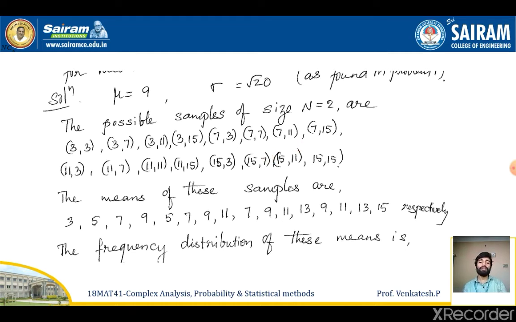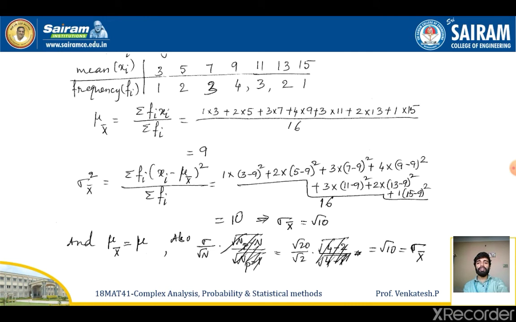Now I want to find the mean for each sample. Adding the values and dividing by 2 gives the mean value. So I got the means 3, 5, 7, 9, 5, 7, 9, 11, 7, 9, 11, 13, 9, 11, 13, 15 respectively. In this problem I want to find the mean and standard deviation of the sampling distribution, so I should make the frequency distribution for the obtained means. Taking the values of mean in one column, the means are 3, 5, 7, 9, 11, 13, 15.